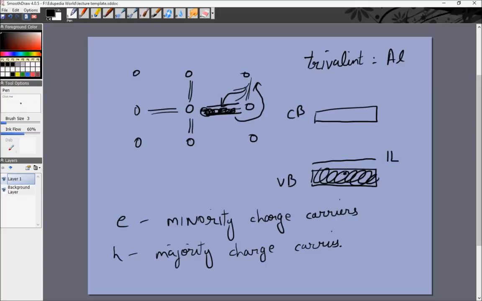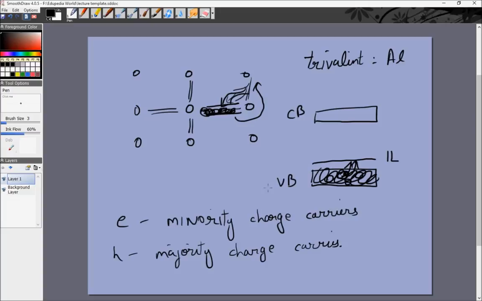So the electrons that are in the valence band, instead of jumping to the conduction band, which would require more energy, can actually easily jump to the impurity level to fill these holes, and that would create a number of holes within the valence band. No electron has been created corresponding to this hole. Therefore, now the number of holes is more than the number of electrons, and these are called the majority charge carriers.